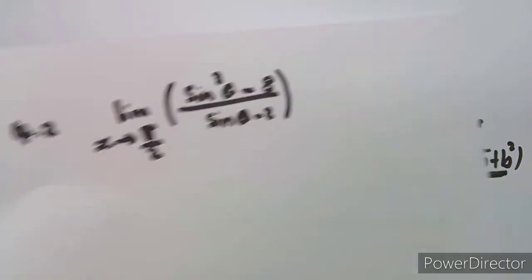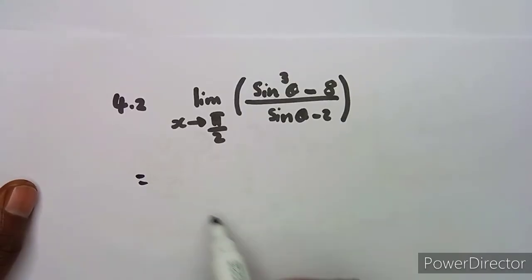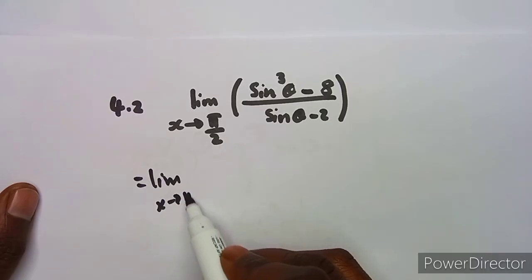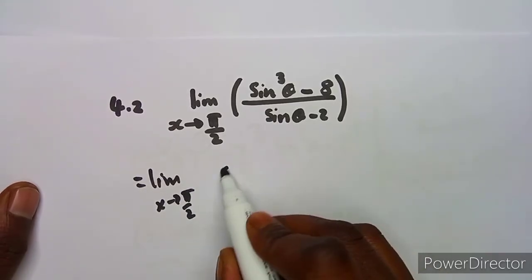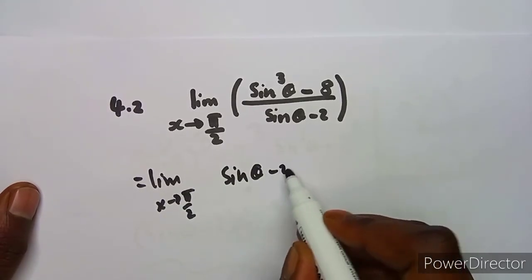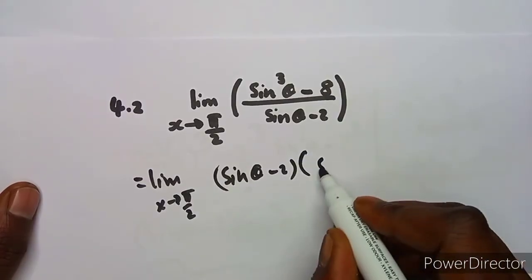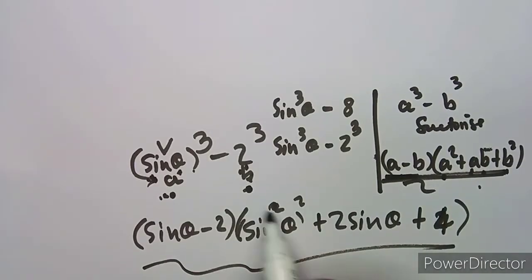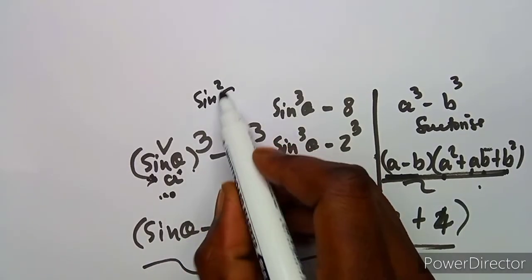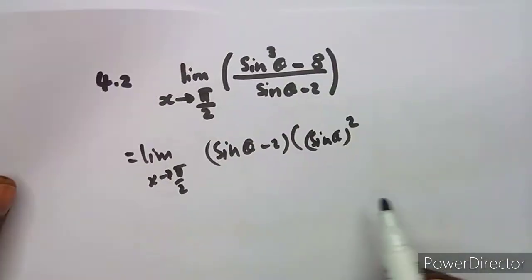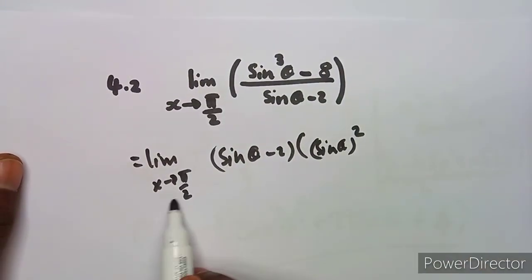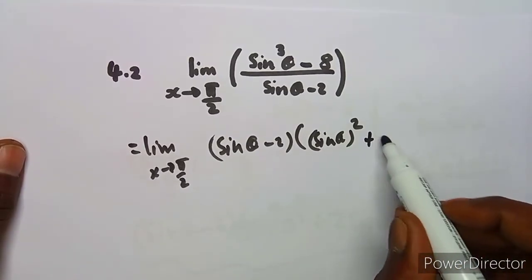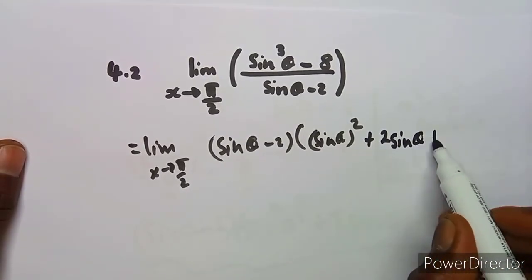All right, anyways, this is what you're supposed to get. And it's going to be the limit as x approaches pi over 2. So as we saw, we obtained sine theta minus 2 into sine theta squared. You can write it like this, or like this; sine squared theta is one and the same thing. I'm going to write it like so, since we are going to substitute, so that it's going to be easier for us. Okay, so we obtained 2 sine theta plus 4.